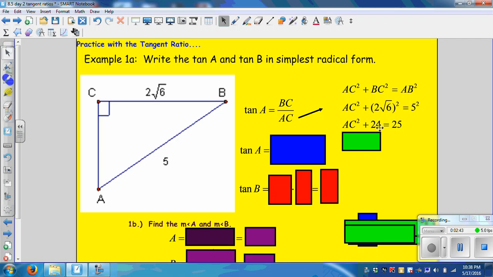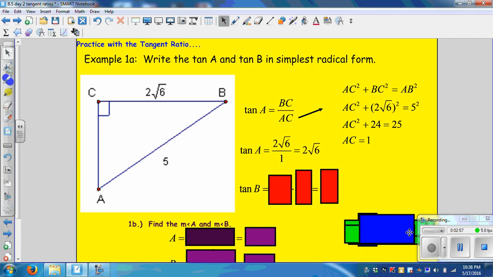2 radical 6 all squared is 24. Subtract 24 from both sides. You'll get AC squared equals 1. When you take the square root, you'll get AC is 1 as well. So for our tangent of A, we're going to have 2 radical 6 over 1, which is opposite over the adjacent, which simplifies to 2 radical 6.